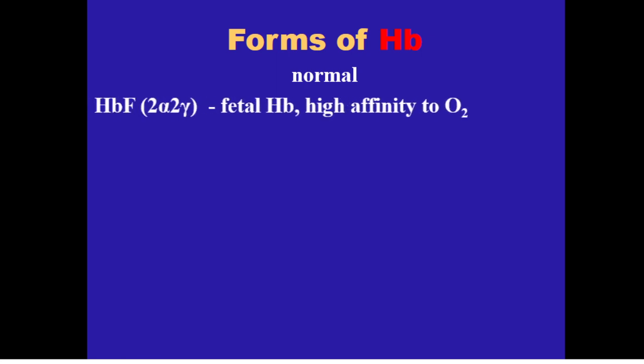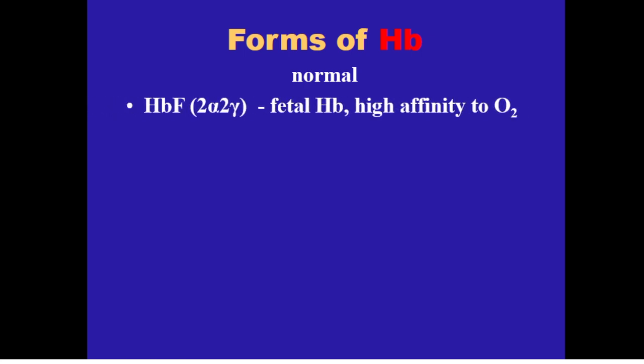Let's talk about forms of hemoglobin that we have or can have in the human body. Part of them are absolutely normal. For example, hemoglobin F, which is fetal hemoglobin, formed in the fetus during the development inside of the mother. This hemoglobin has a specific structure.